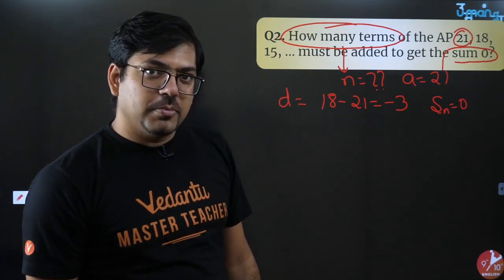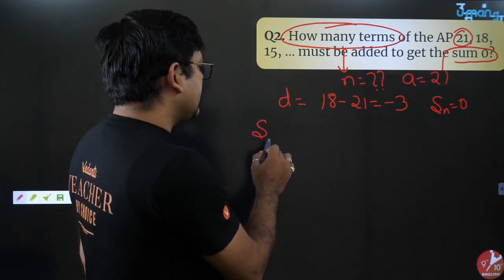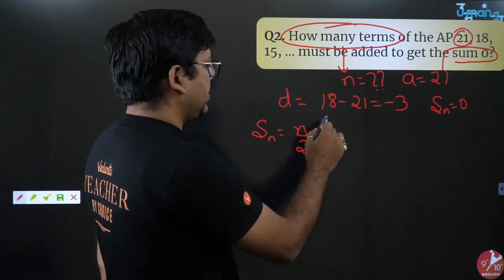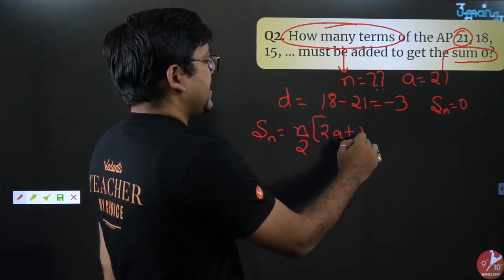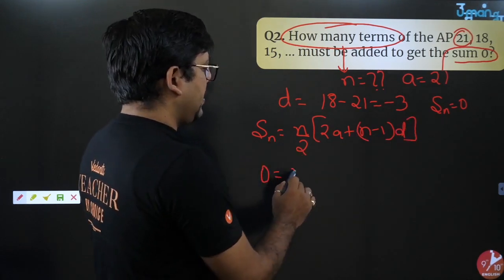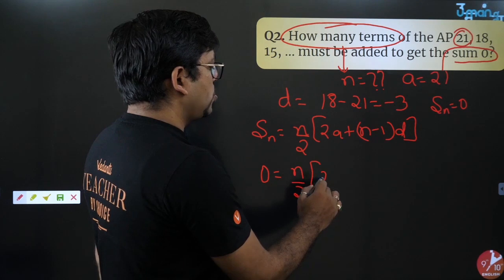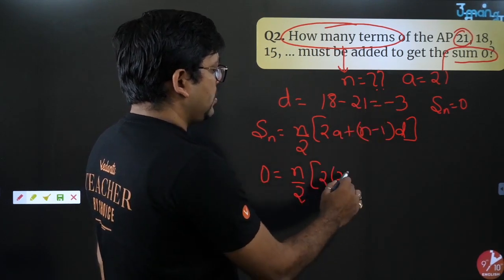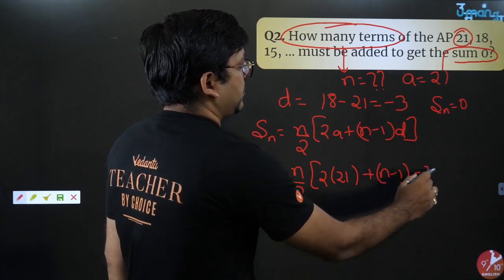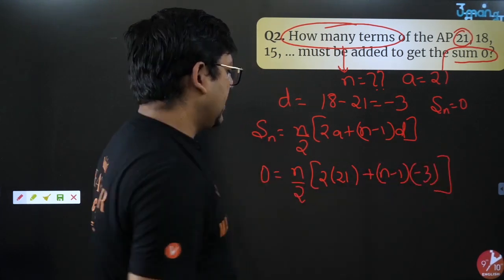So we will apply the formula. What is the formula? The formula is sum of n terms is equal to n by 2 into (2a plus (n minus 1) into d). Just apply the formula here. S_n is given 0, n we do not know, into (2a, a is 21, plus (n minus 1) into common difference, which is given as minus 3). Fine. Now let's solve it.